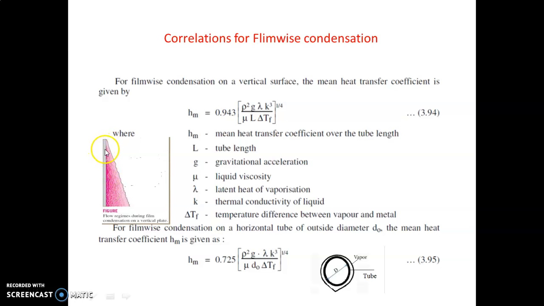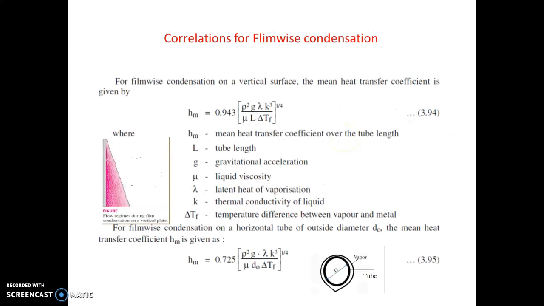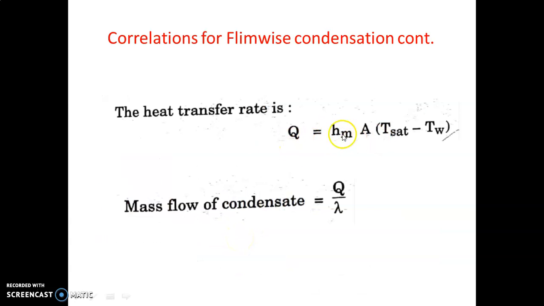So obviously the surface temperature is low in this case. Note that this temperature is higher, this temperature is lower. So you have to just subtract this quantity, multiply by the area of that surface, maybe plate or tube, whatever it may be, and then you have to calculate the HM. HM will depend upon how the surface is placed. If it is vertical, then you have to use this formula. If it is a horizontal tube, then you have to use this formula. Just change this value. And Q in both cases we can calculate using this formula.